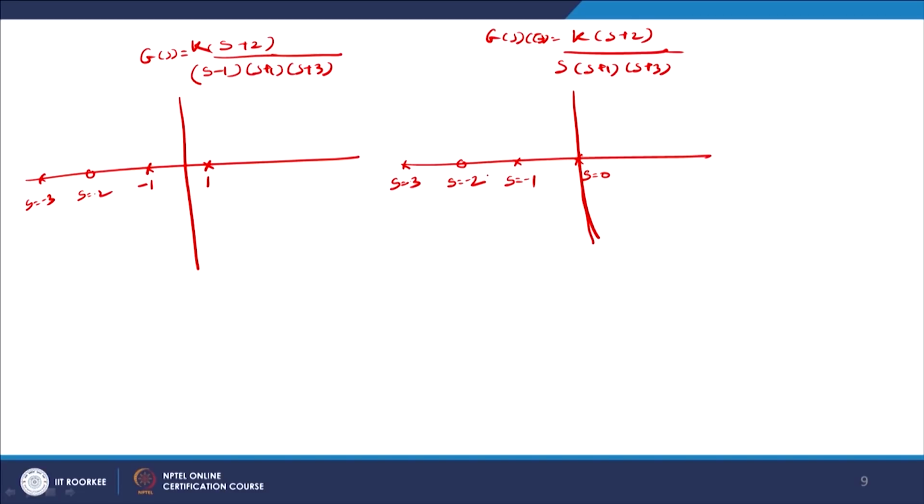Now we want to draw the root locus. How will you draw the root locus? I think you might have studied it in the classical approach. Root locus starts from the poles and terminates at the zeros. So you will find that there are 3 poles and 1 zero.